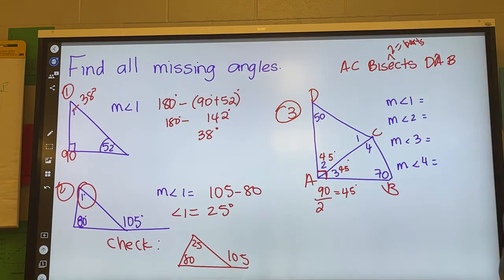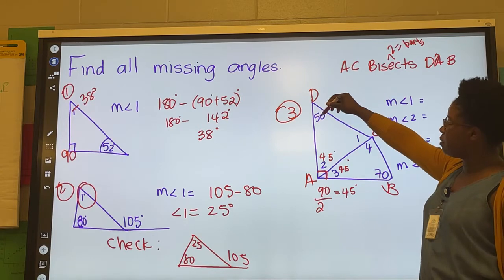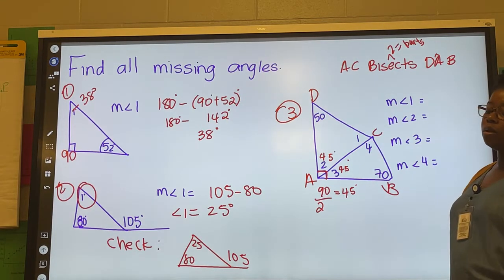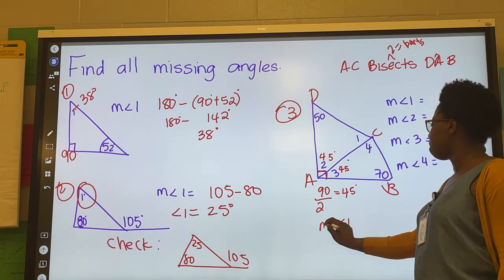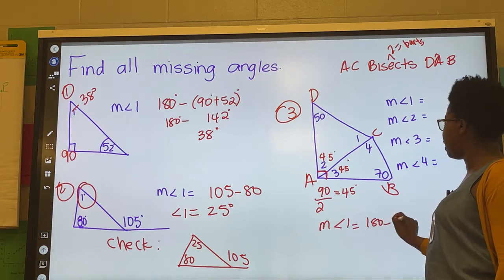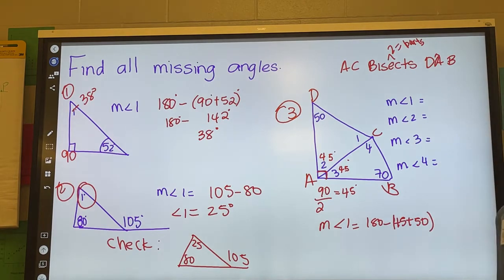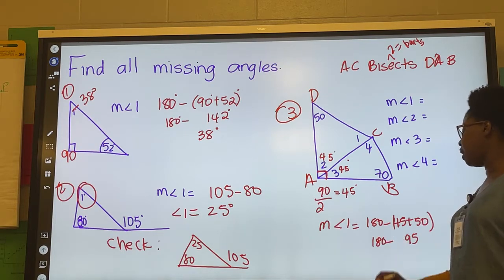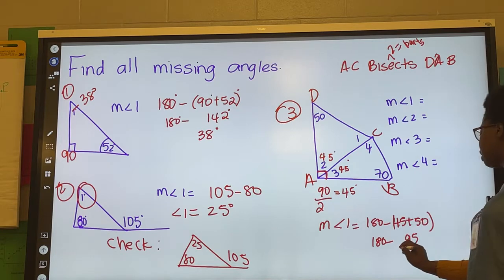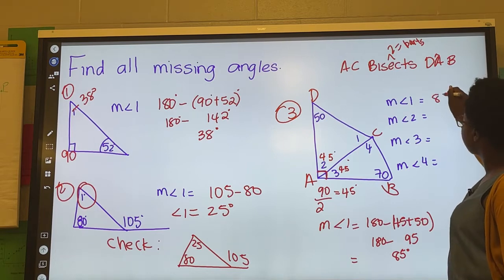So we can find 1 and we can find 4 on our own. We can use the theorem that says angles in a triangle add up to 180 degrees. To find angle 1, we say 180 minus 45 plus 50. 45 plus 50 gives you 95, and 180 minus 95 gives 85 degrees. So angle 1 is equal to 85.